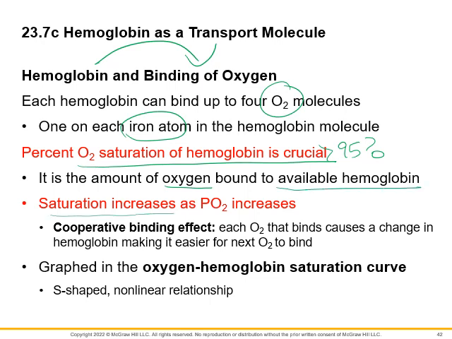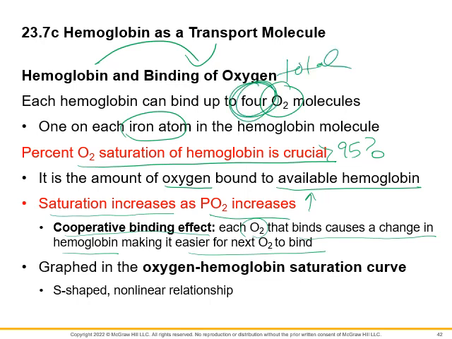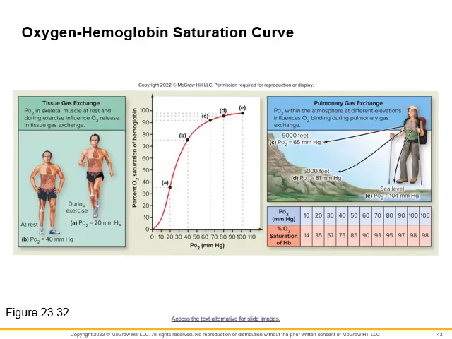Saturation increases as oxygen increases. We call this a cooperative binding effect. So they're saying each oxygen that binds causes a change in the hemoglobin that makes it easier for the next oxygen to bind. And how many can we hold total? 4, right? So we're going to see on the next slide, we're going to look at the curve or the graphed oxygen to hemoglobin saturation.